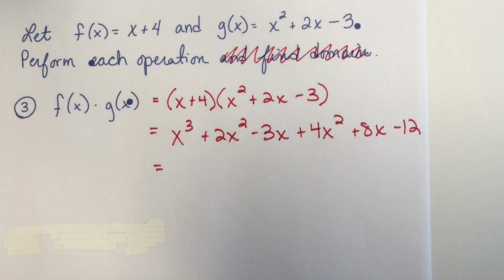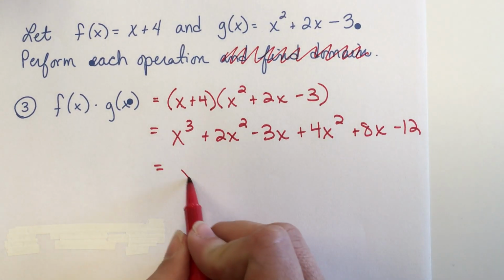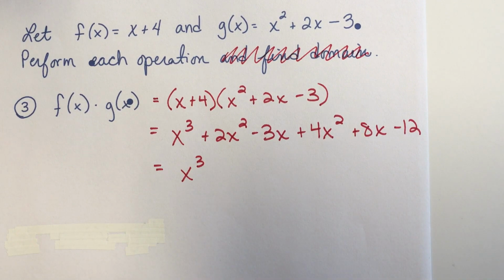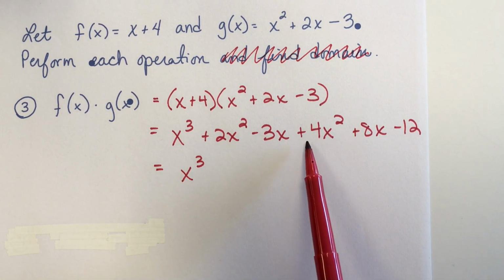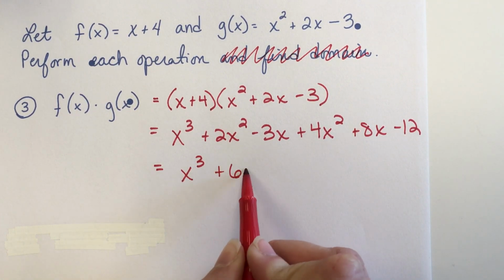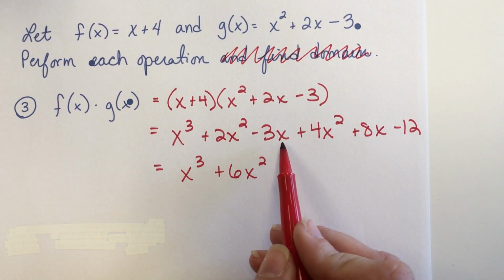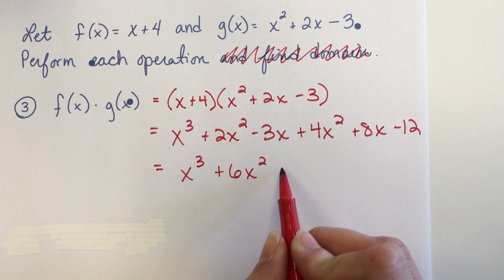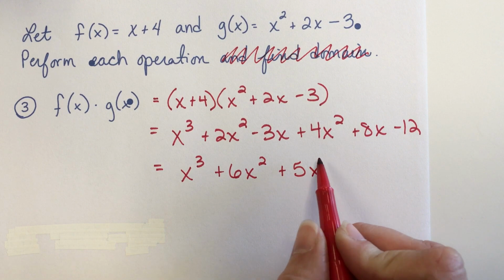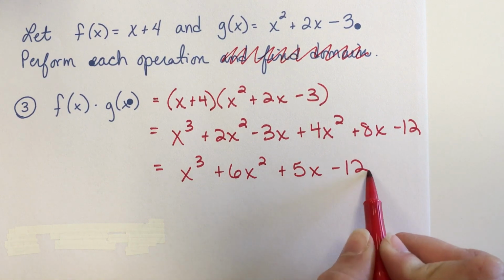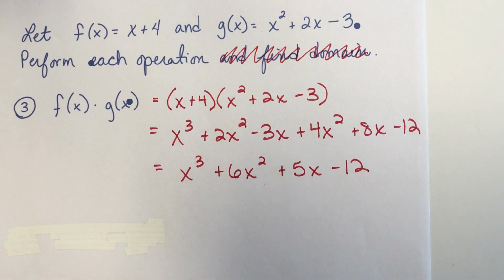Now, at this point, I have some like terms that I can combine, so that would be the last step. So 2x squared plus 4x squared is going to give me a 6x squared, and then negative 3x plus 8x is a positive 5x, and then I have the minus 12. So this would be my answer to this one.